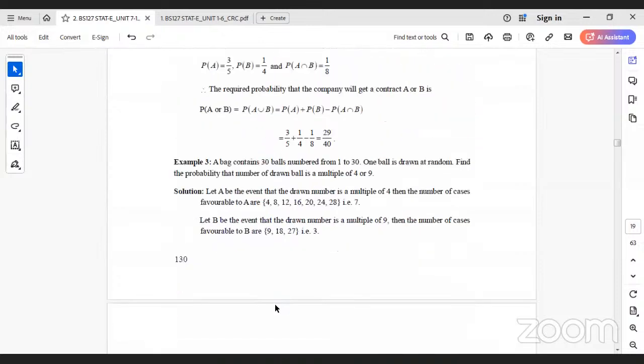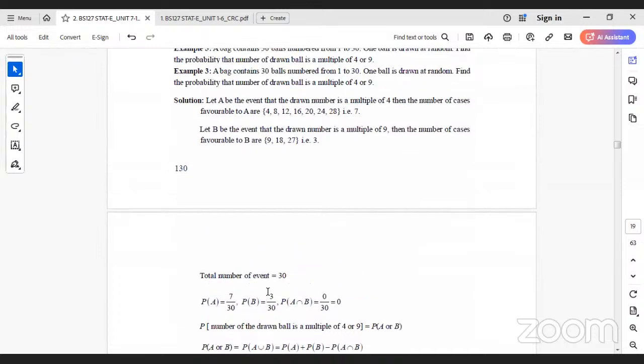Good. Then this problem too. A bag contains 30 balls numbered from 1 to 30. One ball is drawn at random. Find the probability that the number on the drawn ball is a multiple of 4 or 9.